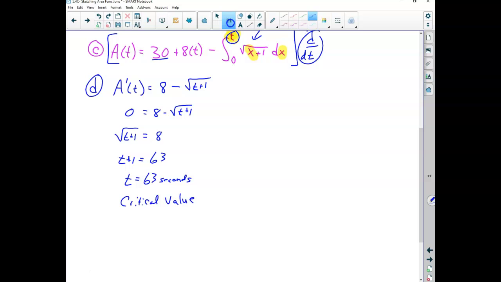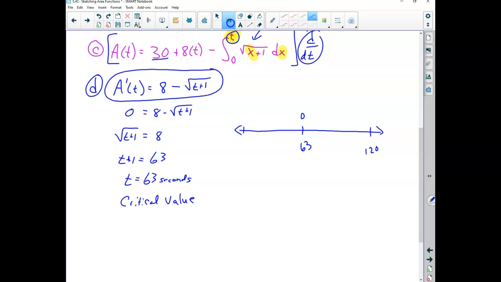Remember, here is my derivative. And all I'm going to do is I'm going to come across here. And what am I going to do? I'm going to place my 63 here. I know I'm at 0, and I know I'm at 120. So I can use my endpoints if I wish. They are not critical values for me. So now I need to figure out where my test points are. So I want to find out what the heck is A prime of 0. Well, that's going to give me 8 minus the square root of 1. Hey, that's going to give me 7, isn't it?